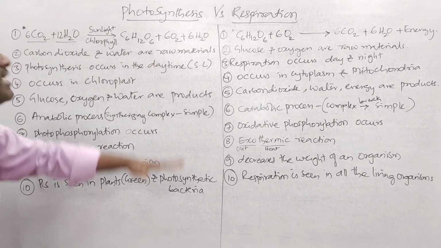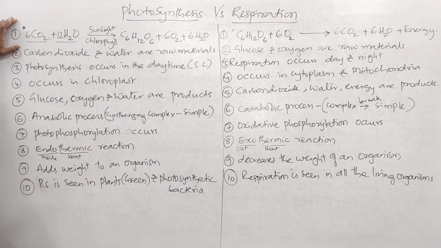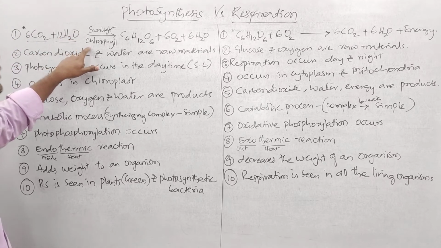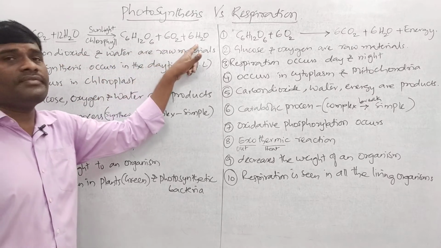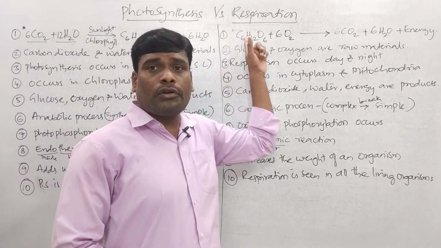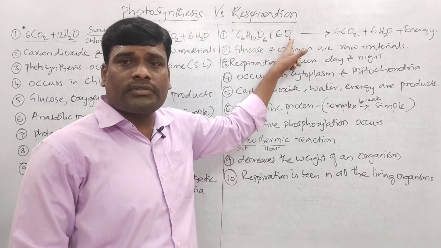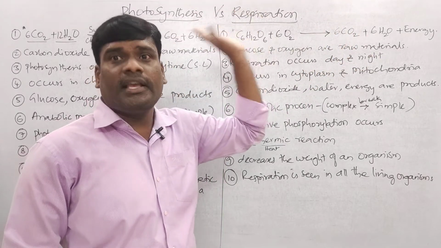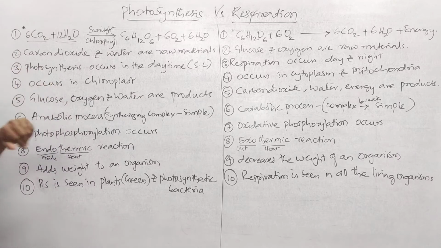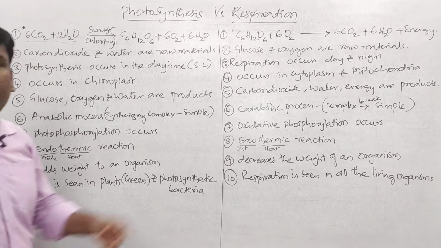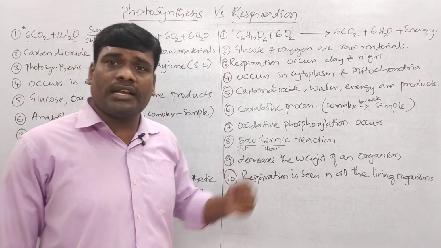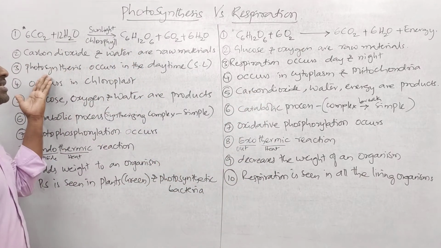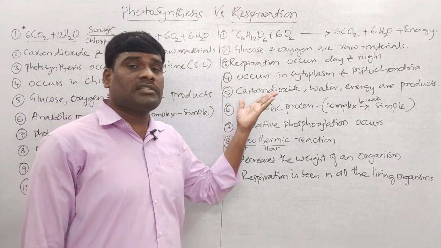So at a glance, children, what is the photosynthesis process? If you see the reaction of photosynthesis, carbon dioxide and water, in the presence of sunlight and chlorophyll, we get glucose, oxygen as well as water. In respiration, these glucose molecules break down in the presence of oxygen and convert into carbon dioxide and water, and heat energy is liberated in the process of respiration. Carbon dioxide and water are the raw materials, and in the respiration process, glucose as well as oxygen are the raw materials. And photosynthesis occurs in the daytime and respiration occurs day and night.